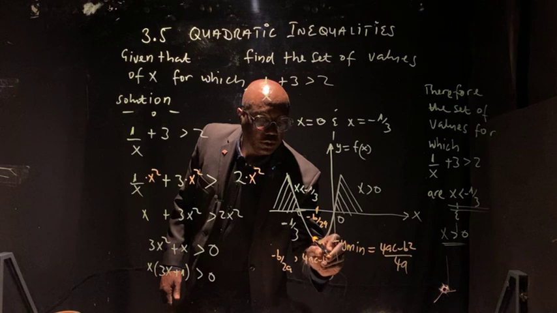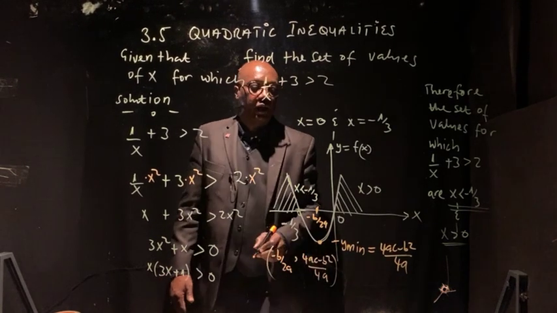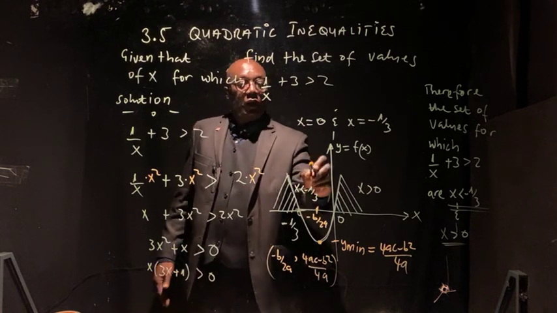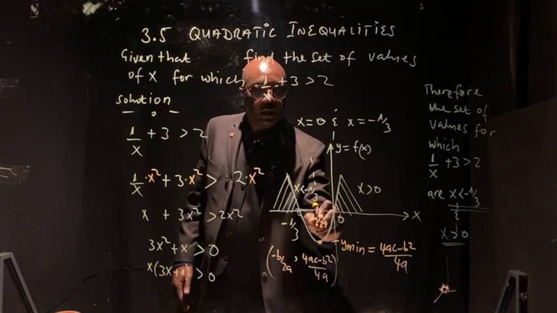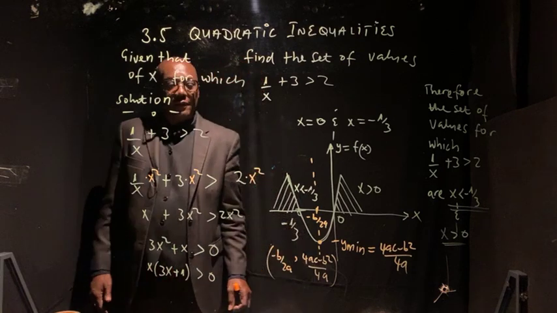4ac minus b squared over 4a is the turning point coordinates, where this is the symmetry. Good. Then we are done.